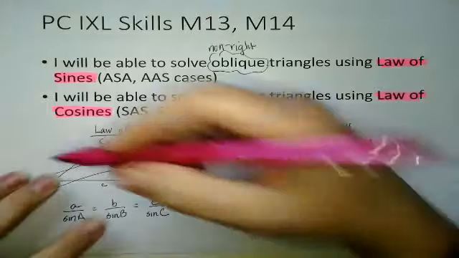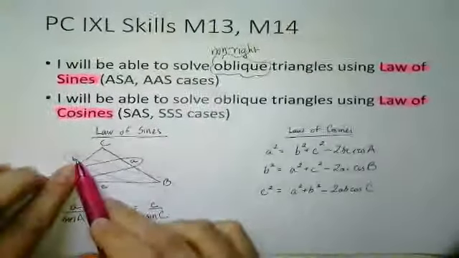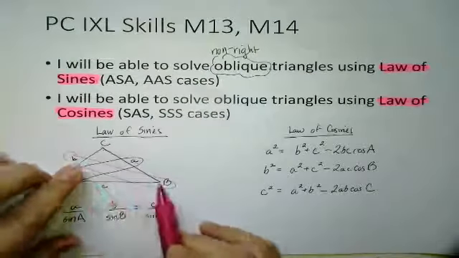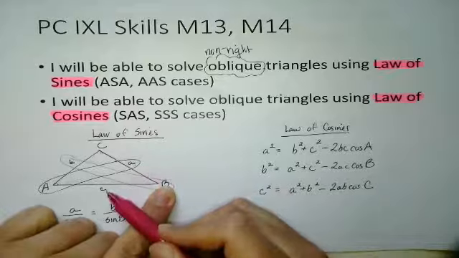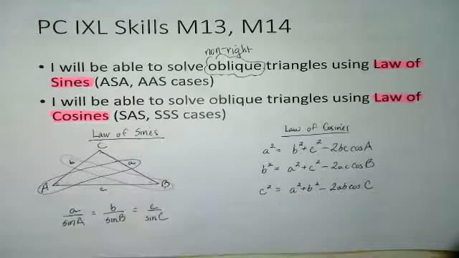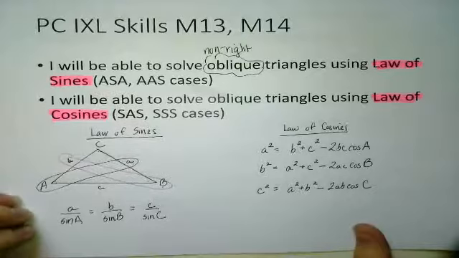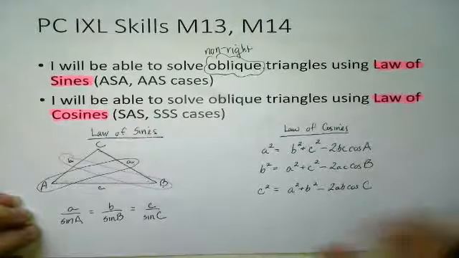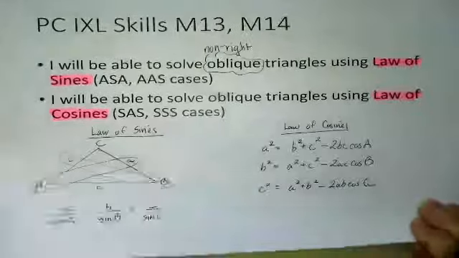If I want to find side b, b squared is equal to a squared plus c squared minus twice the product times the cosine of angle B. It's just a pattern, and once you learn the pattern, it becomes pretty easy. Feel free to pause the video and write down these rules, but none of the letters are going to match, so really just memorizing the pattern is the way to go.